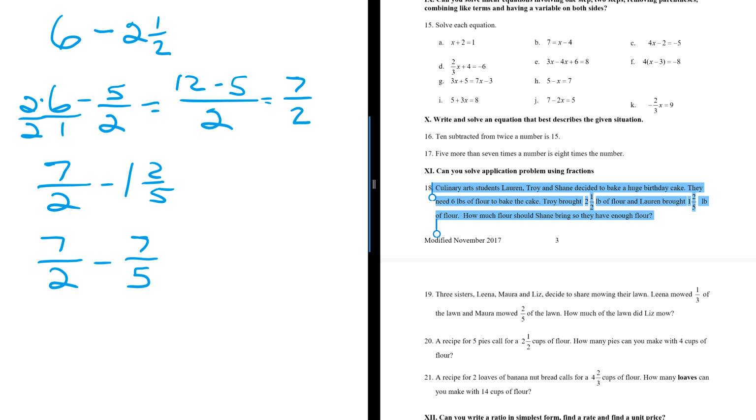5, 6, 7 over 5. Okay, that's good. And now I'm going to get my denominators to be the same. So in this one I got 2 and 5. So 2 I'm going to multiply by 5, top and bottom. And the 5 I'm going to multiply by 2, top and bottom. All right, so that gives me a denominator of 10. And then I've got 5 times 7 is 35, minus 7 times 2 is 14.